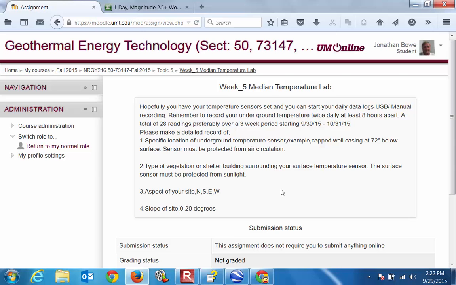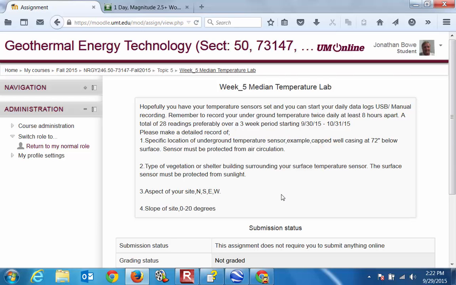A total of 28 readings, preferably over a 3-week period starting 9/30/15 to roughly 10/31/15. And we'll see, if it's not getting done, don't worry, we can stretch that out. As the air temperatures get colder, it's actually a more effective experiment, as long as the depth temperature or the 72-inch sensor is well insulated.